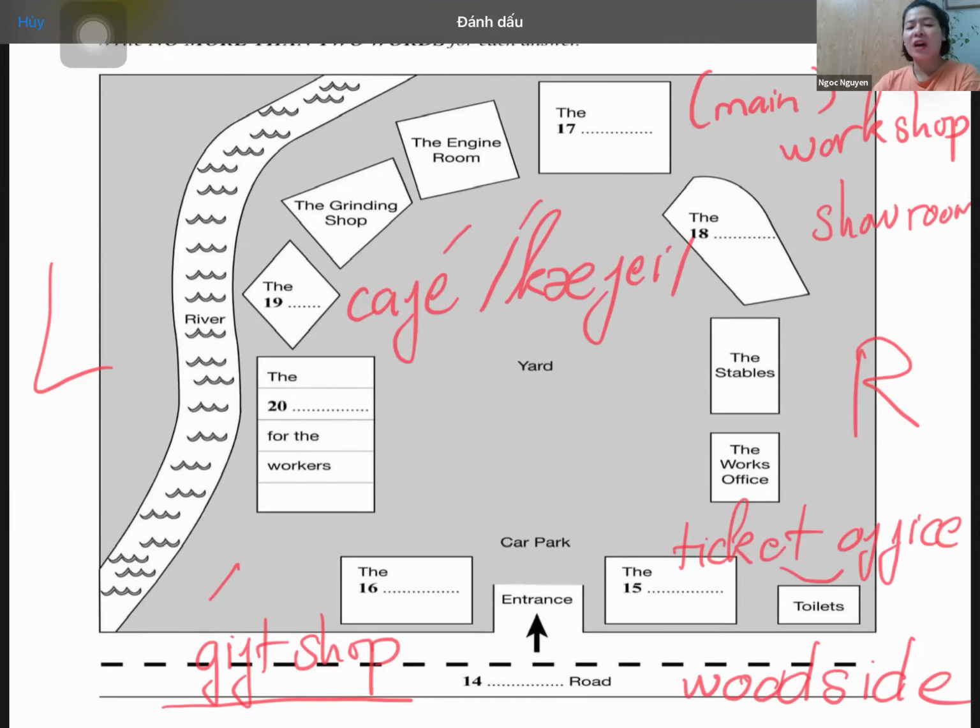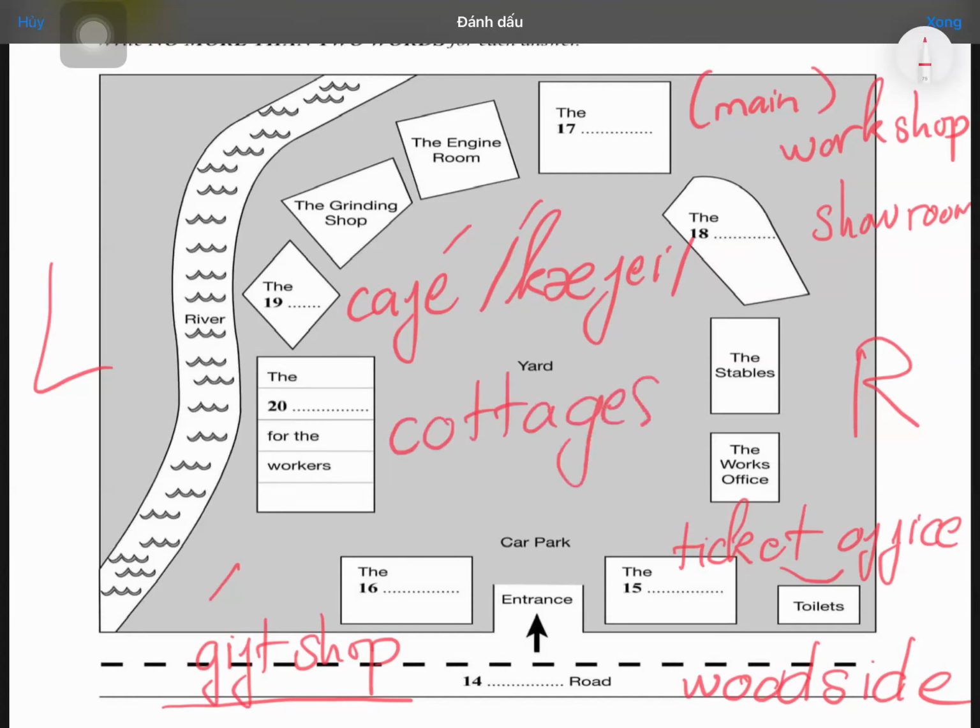And 20 is a kind of housing which is not very common in Vietnam, but it is a traditional housing style in the countryside of England. What is your answer? Hello, Ving. Did you get 20? It's cottages. Can you spell it? C-O-T-T-A-G-E-S. Thank you. Cottages.